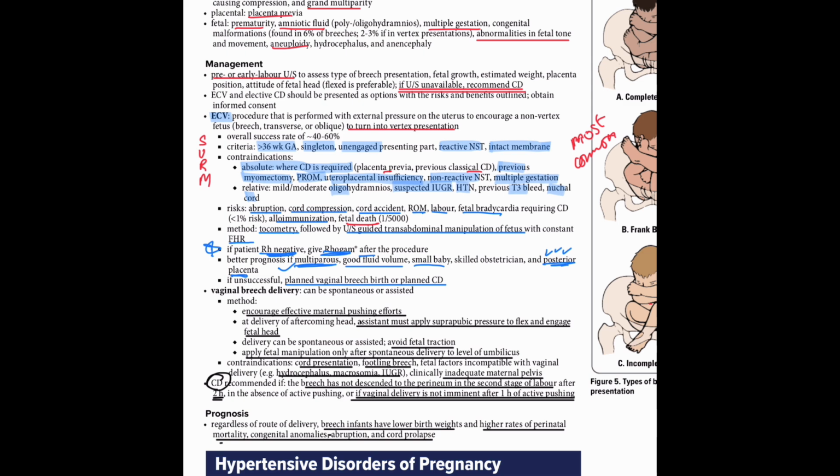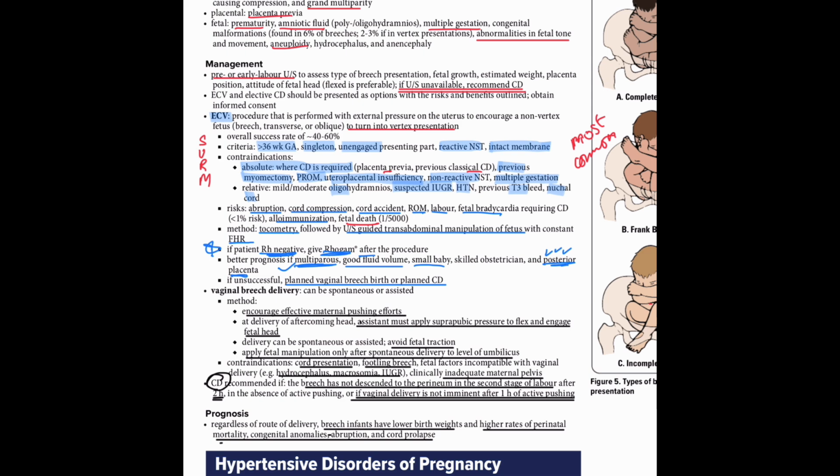Where is the better prognosis? Which patients can expect a good prognosis after it? The ones who are multiparous, it's not their first baby. They have good fluid volume, not too much, not too little. Their baby is small. The obstetricians are skilled, and the placenta is posteriorly attached, not anteriorly. That would be a good prognosis. But even if it's unsuccessful, just go for planned vaginal breech or planned cesarean delivery.